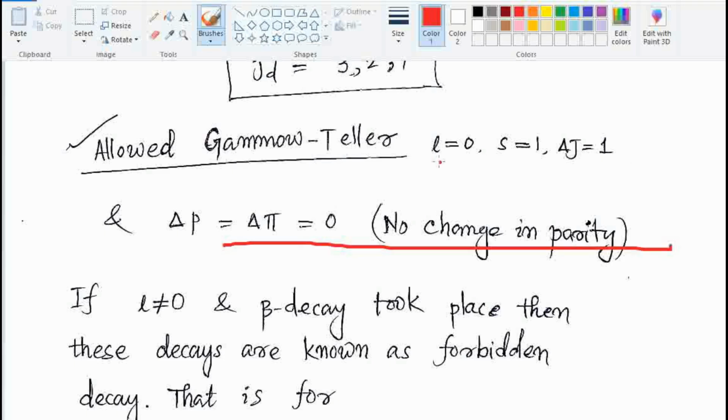So parity change equal to 0, because parity depends on (-1) to the power L. Parity depends on the angular momentum value, and the angular momentum value is equal to 0. So whatever angular momentum was present before, that much angular momentum was present after the reaction. So parity change is absolutely 0.